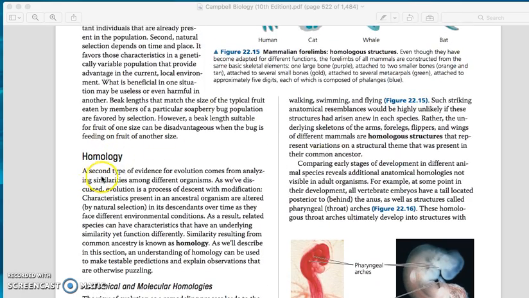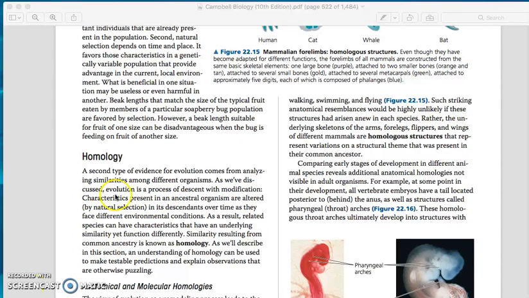Okay. A second type of evidence for evolution comes from analyzing similarities among different organisms. Based on reading that first sentence, I know that homologies must be important to evolution because the first words say a second type of evidence. So that must mean that homologies is a section within evolution. I also noticed that it mentions similarities among different organisms. This reminds me of humans, which are all the same species but may have different characteristics, such as hair color.